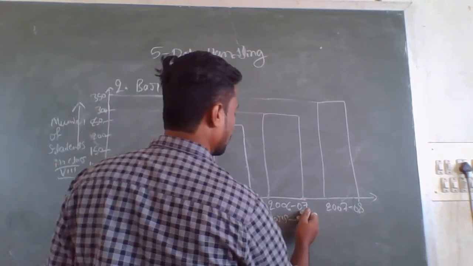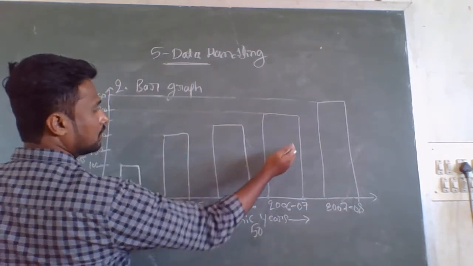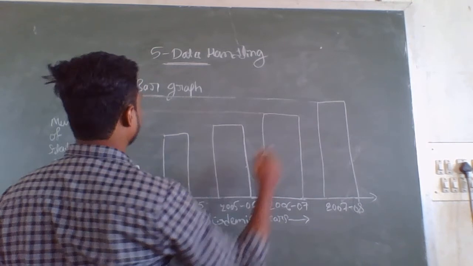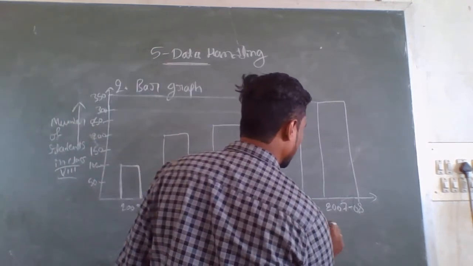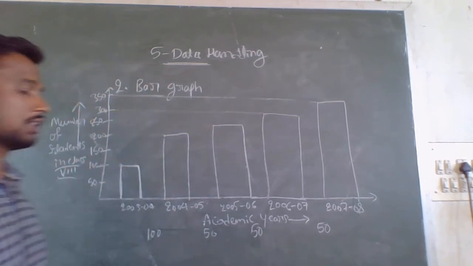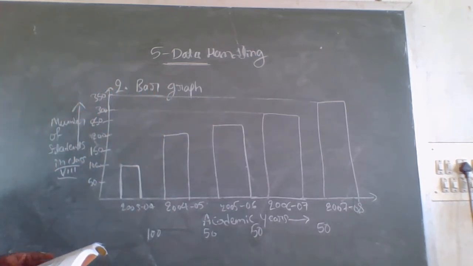And here, 2006 to 2007. Here it is 300, it is 350. Means there is an increase of 50 students again. What is the question here? In which year is the increase in the number of students maximum?